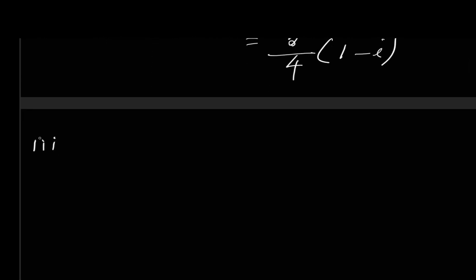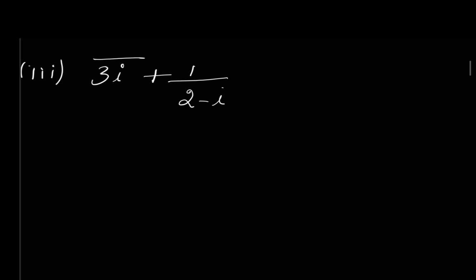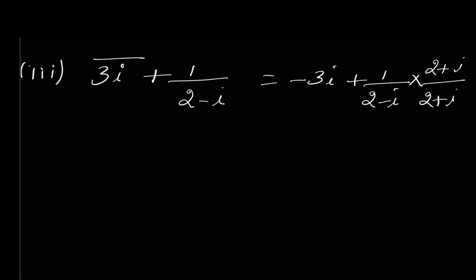Third sum. (3i) bar plus 1 by (2 minus i). First you take the conjugate of this 3i. The conjugate of this 3i is minus 3i. In the conjugate we change the sign only for the imaginary part. Minus 3i plus 1 by (2 minus i). I multiply by the conjugate of this denominator term, so (2 plus i) by (2 plus i).